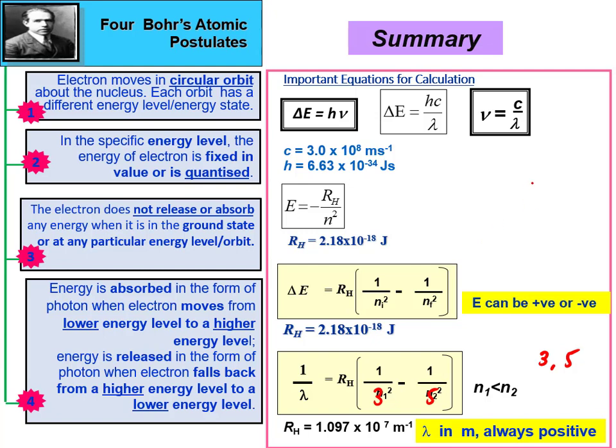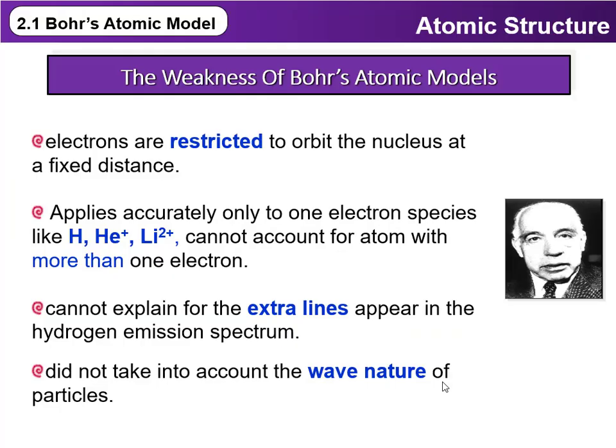How about if the electron drops from N equals 5 to N equals 3? So Ni ini nak masuk apa? Since it drops from N5, the initial will be 5, while Nf will be 3 because it drops from 5 to 3. So what is the value of delta E? Of course, negative because it drops, jatuh. Makanya delta E will be negative.